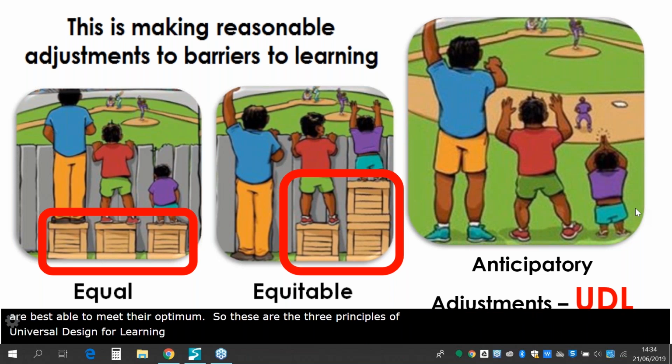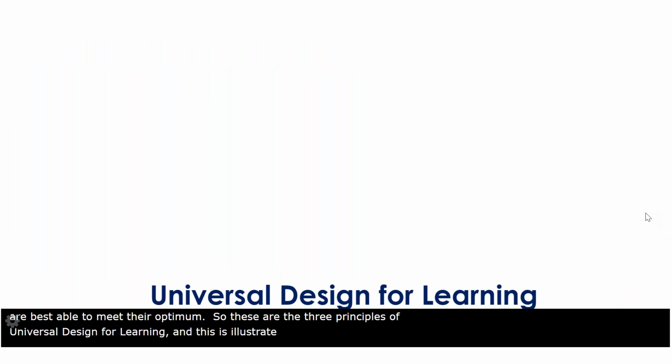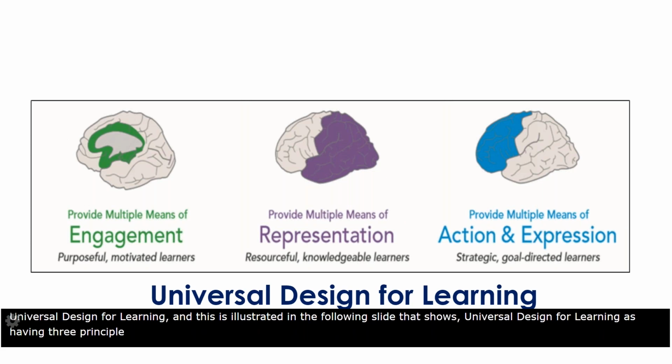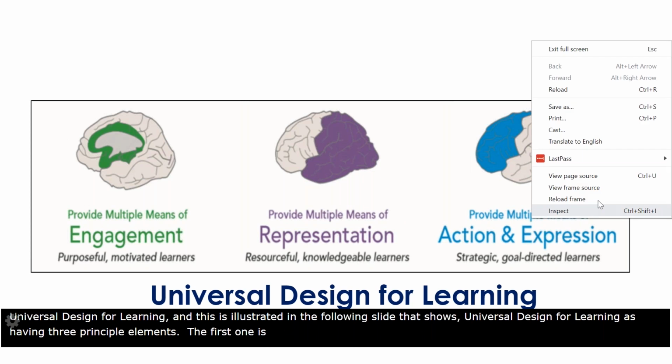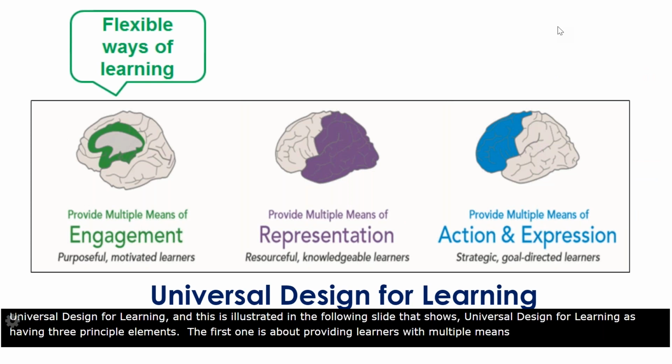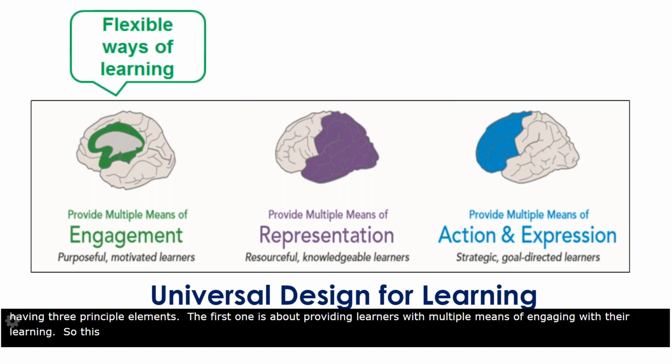And this is illustrated in the following slide that shows Universal Design for Learning as having three principal elements. The first one is about providing learners with multiple means of engaging with their learning. So this is flexible ways of learning.